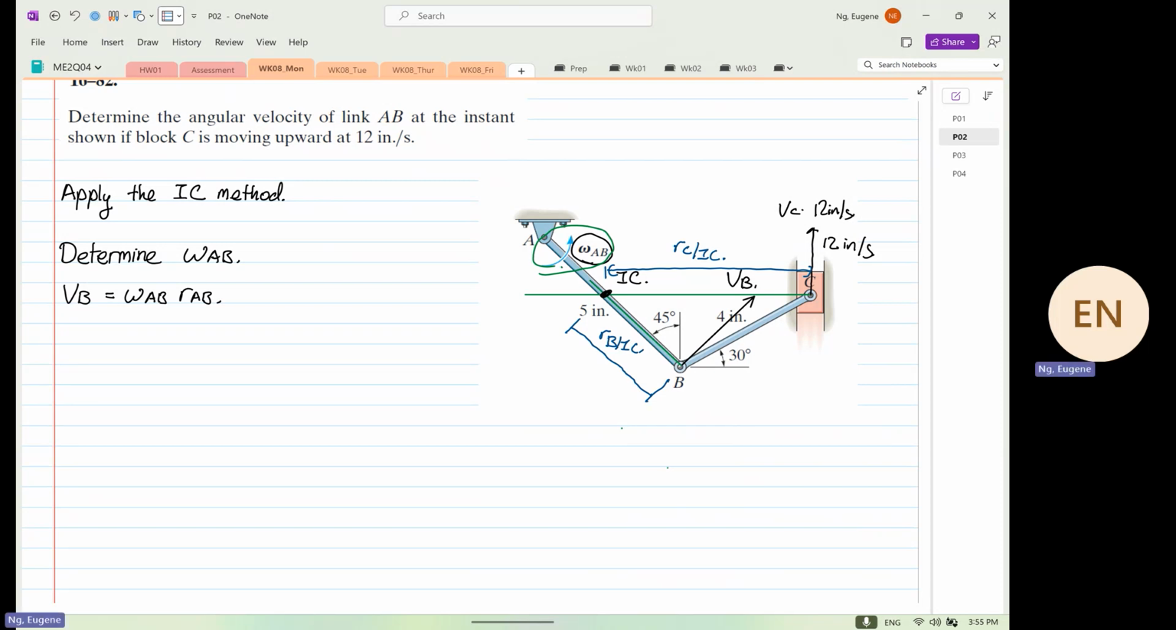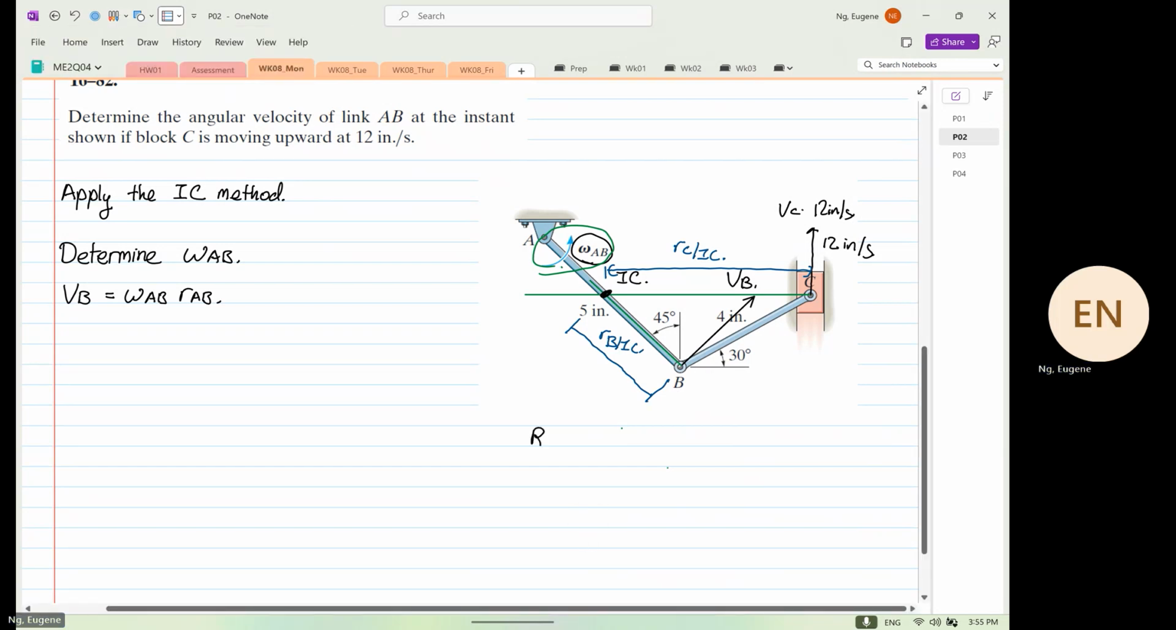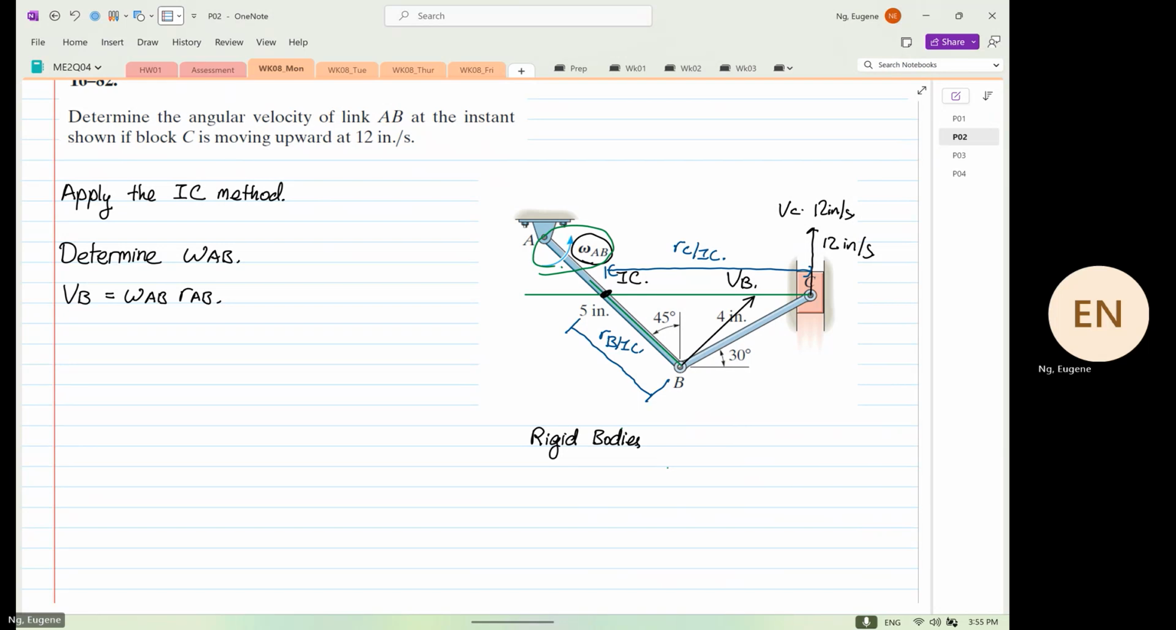Sylvie asked, is a single body the rigid body, am I right? I say not necessarily true, it can be multi-body. You can see that we have multiple rigid bodies. AB and BC are your rigid bodies, yes or no? They are your rigid bodies.